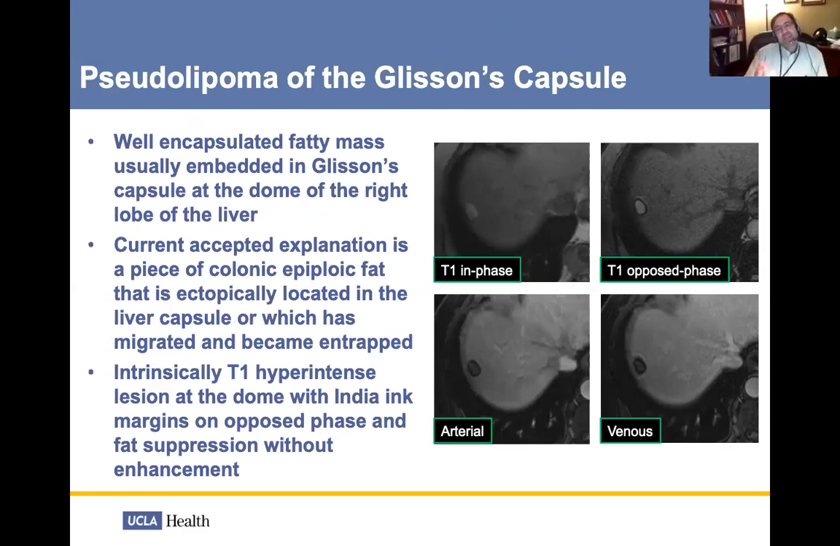But they calcify. So if you see them on CT, if you see a calcification on the surface of the liver, especially in this location, it's often one of these that's calcified. And then go back in time, and you'll see that it evolved out of something that was fatty.